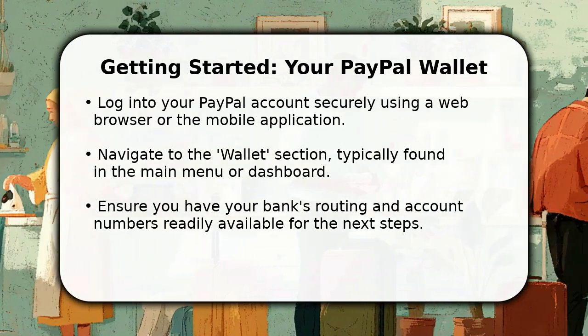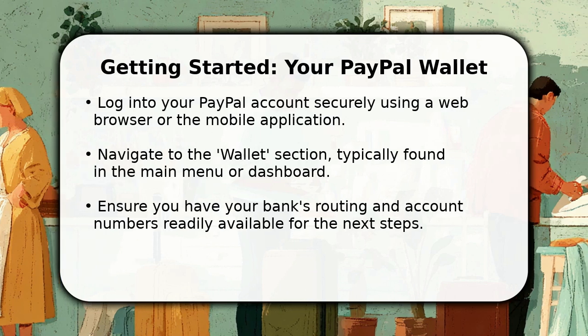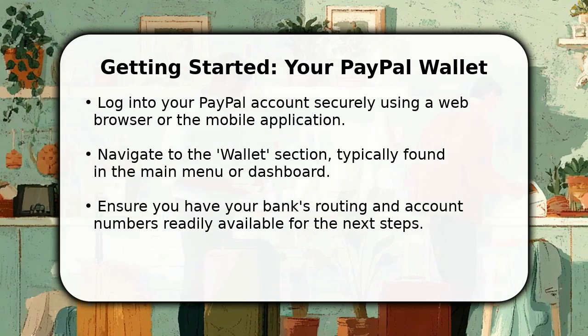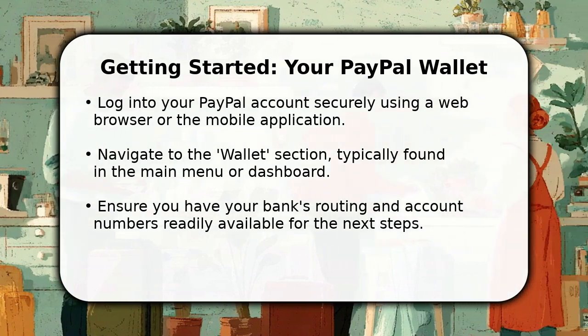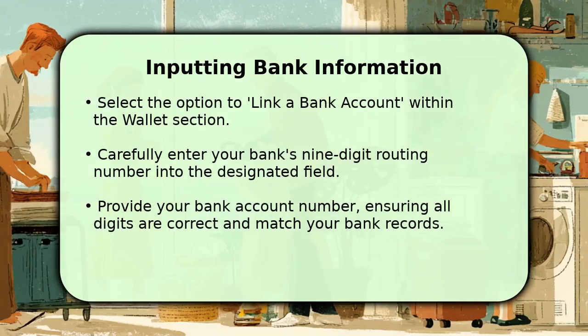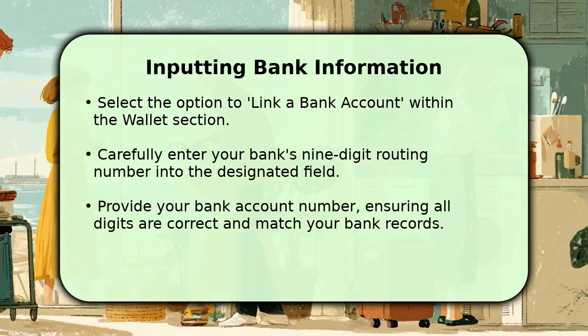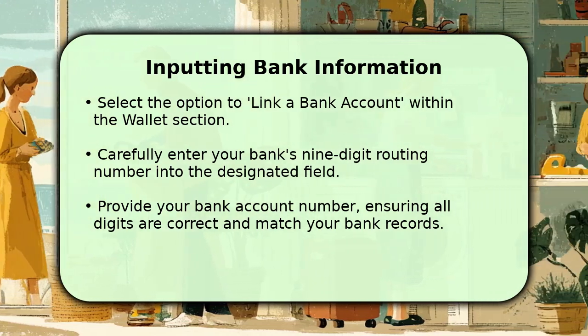Having your bank's routing and account numbers nearby will make this process very smooth and quick. This initial step sets the foundation for secure money transfers. Now, within your wallet, select the Link a Bank Account option. You will then be prompted to enter your bank's specific details.